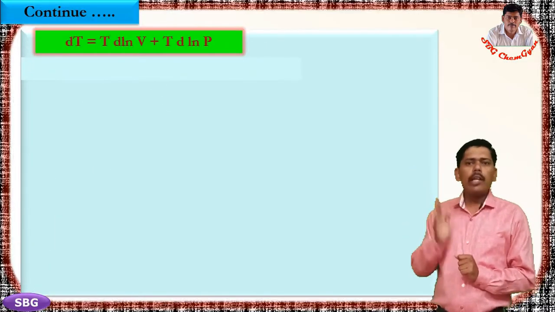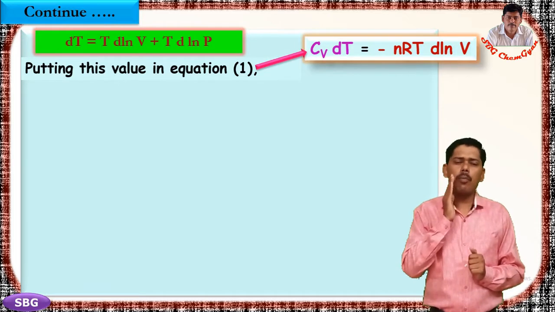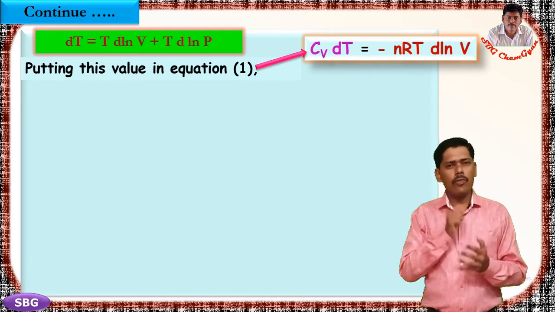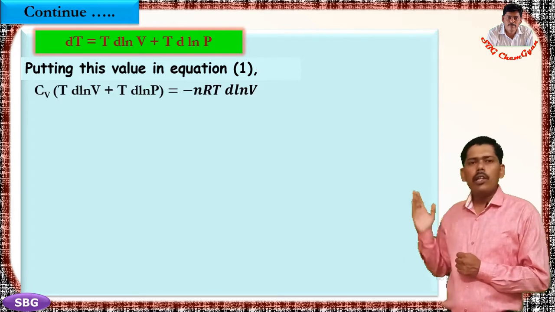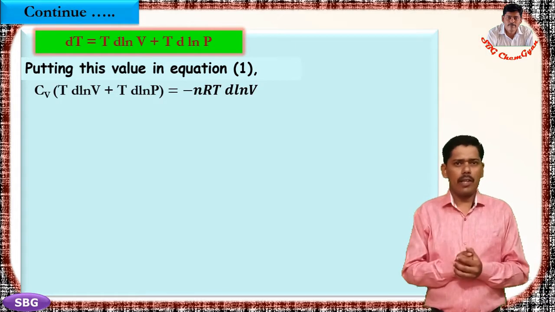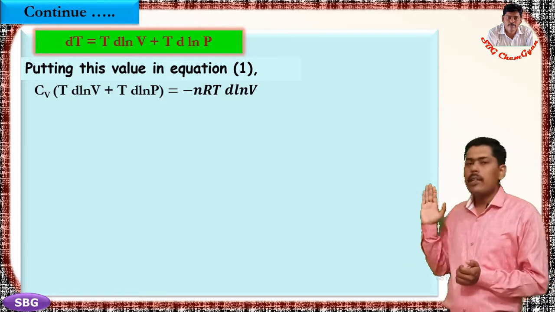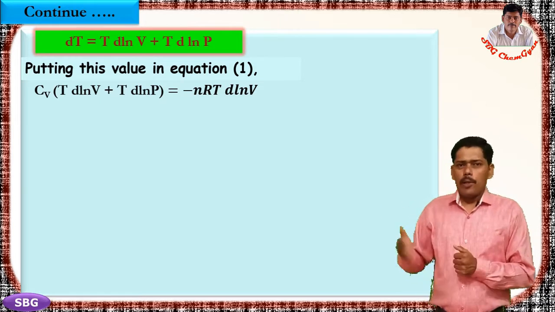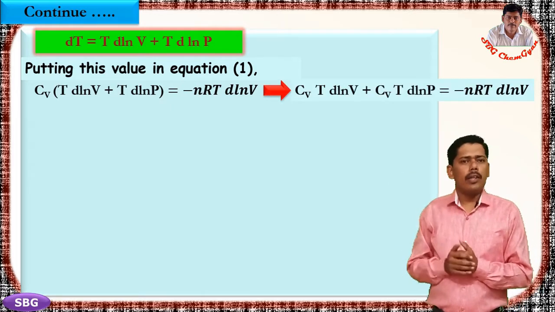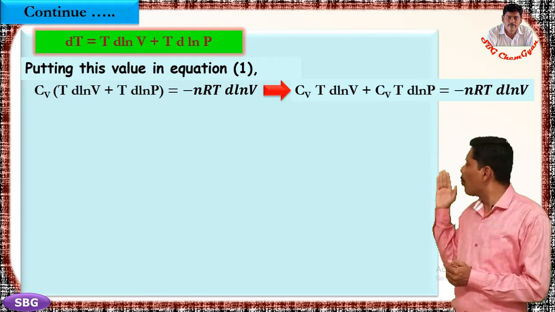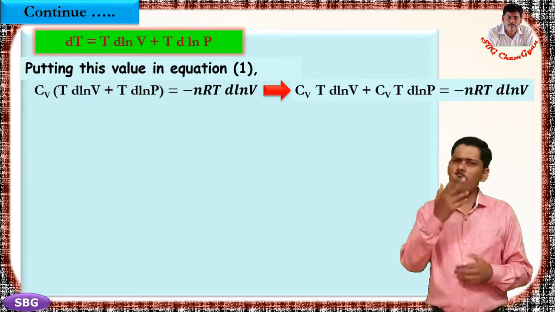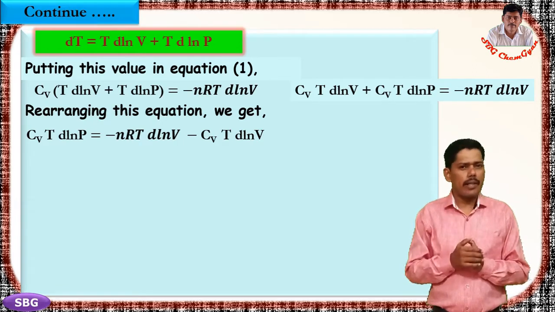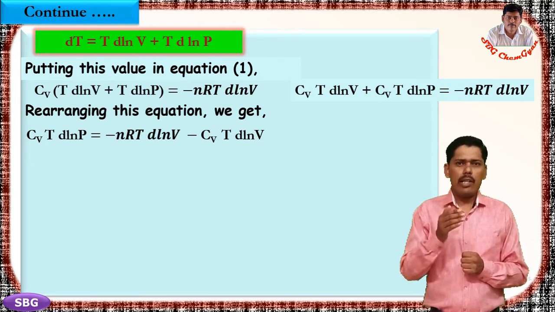Putting equation number 2 in equation number 1, that is the value of dT in equation number 1, which is Cv dT is equal to minus nRT d ln V. Then we get Cv into T d ln V plus T d ln P, which is equal to minus nRT d ln V. Multiply Cv inside the bracket, then we get Cv T d ln V plus Cv T d ln P is equal to minus nRT d ln V. After rearranging this equation, we get Cv T d ln P is equal to minus nRT d ln V minus Cv T d ln V.